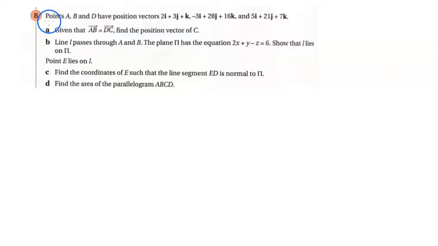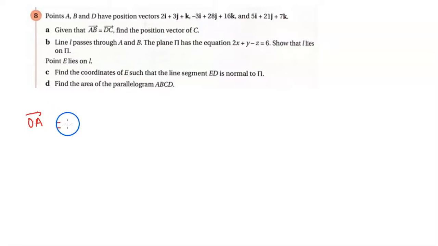Okay, this is exercise 6.2a, question 8. Points A, B, and D have these position vectors here. And for part A, we're told that AB is equal to DC, and so it says find the position vector of C. Okay, so first of all, let's write these things out.